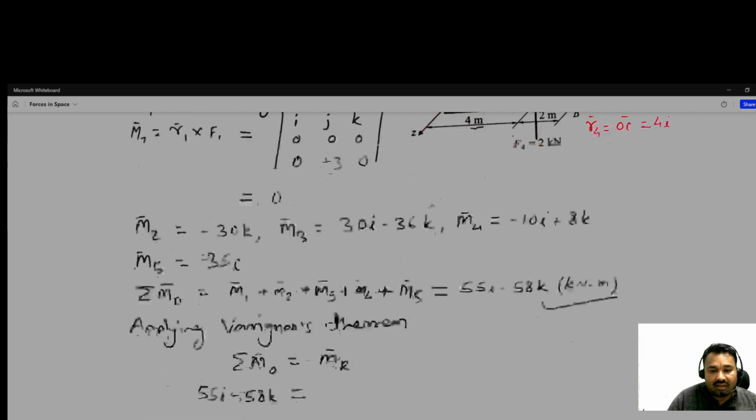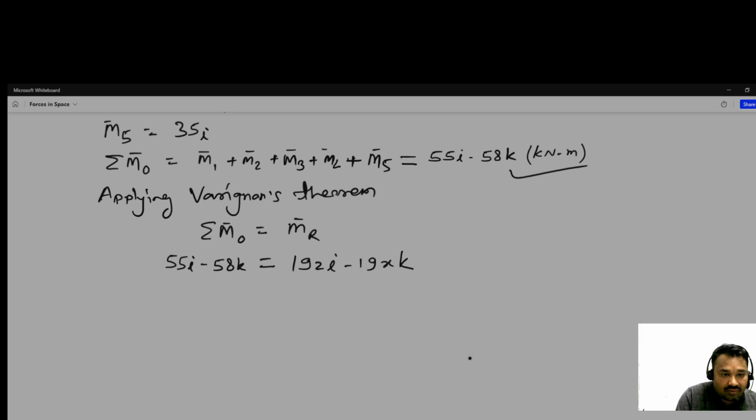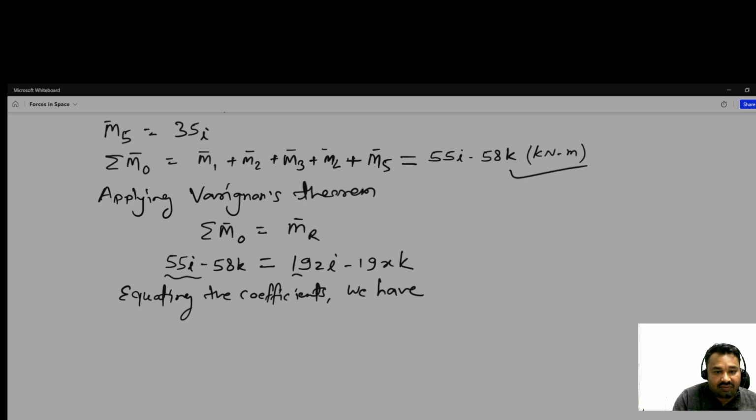So here we are going to equate it, 19zi minus 19xk. Okay, so what we have to do here? We have to equate the coefficients. We have, like this, comparing with this.